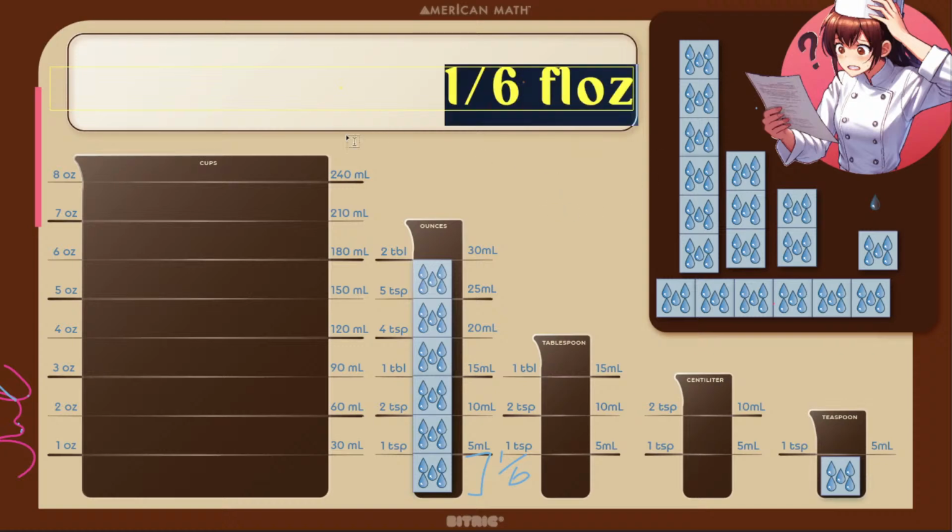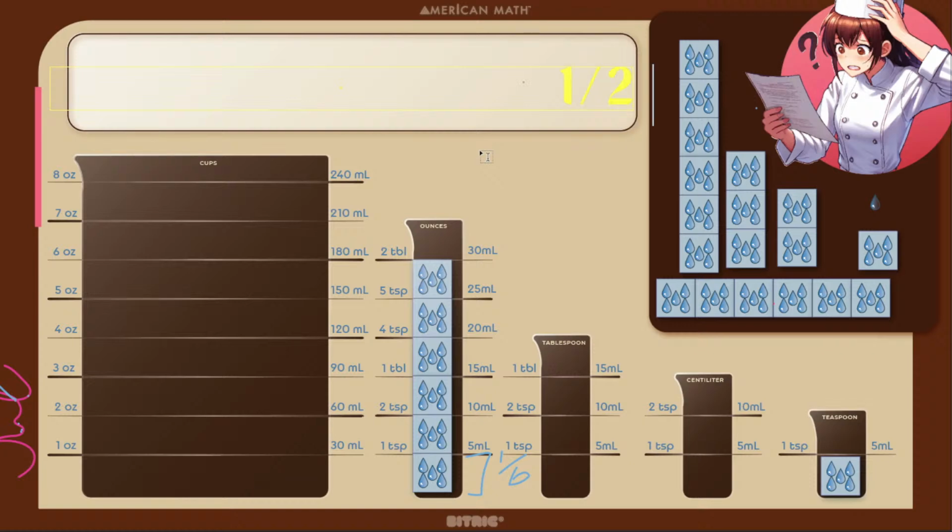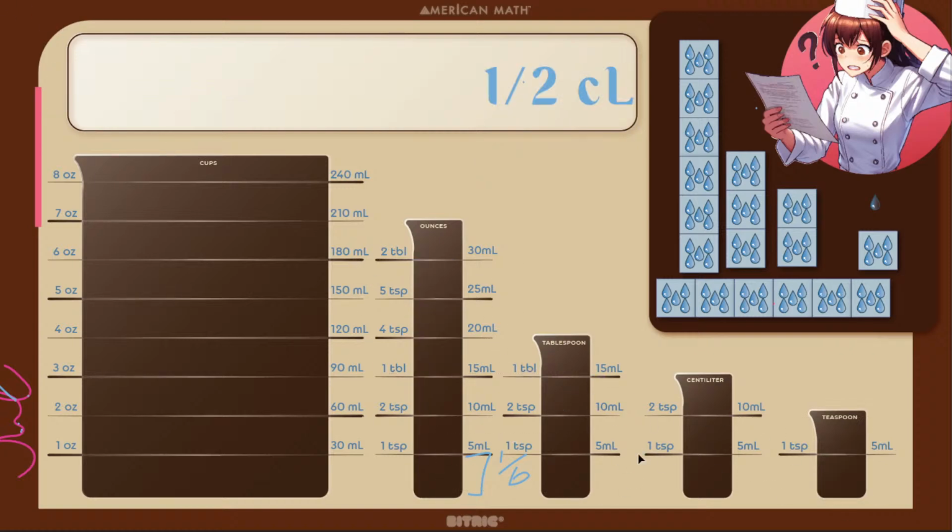Now let's say, what is half of a centiliter? Half of a centiliter. Okay. Simple once we clear the play space. Half a centiliter. So we know, of course, a centiliter is 2 teaspoons. So just cut it in half.